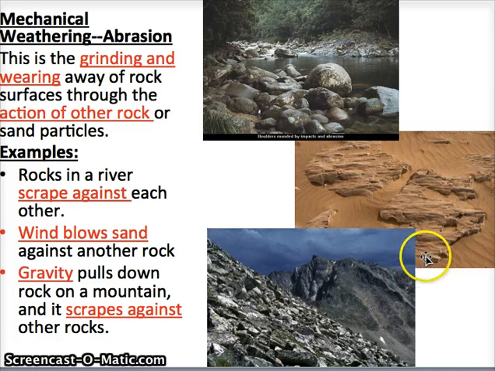In this example, you can see the wind is blowing sand particles across this bigger rock, and when it does that, it's scraping away at this rock, and you can see the smaller lines that are forming because of that abrasion. Finally, in this example, we have gravity that's pulling smaller rocks down a mountain, and when gravity pulls down rocks, it's going to scrape against other rocks, and that also causes abrasion.